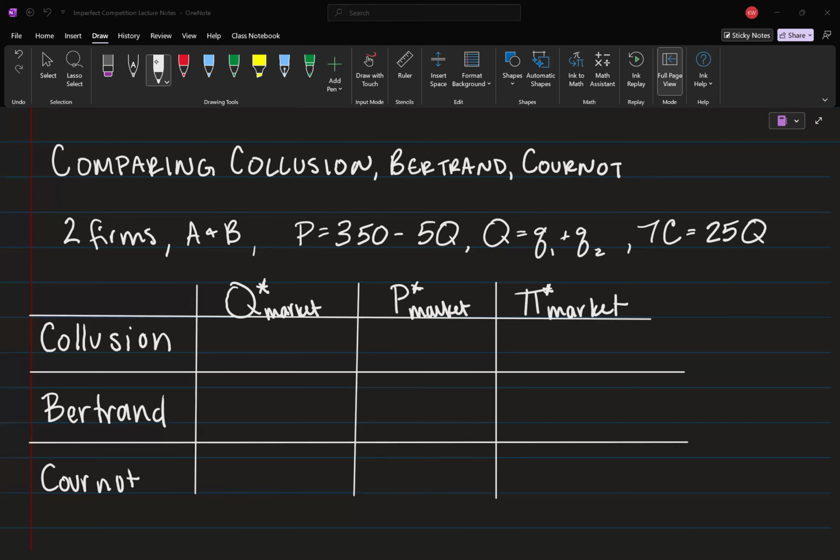In this last video, we're going to compare the three models of oligopoly that we've covered. So first Collusion, then Bertrand, then Cournot. For each of these problems, we're going to work through the same market.